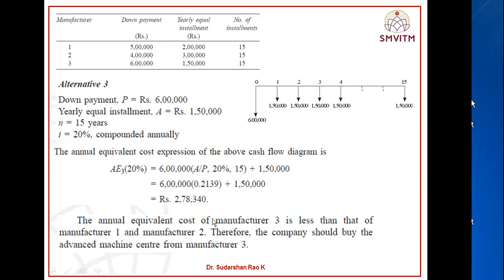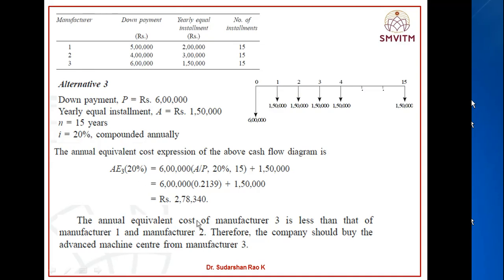Next, the last alternative 3 is a 6 lakh rupees down payment and 1,50,000 rupees every year for 15 years. Therefore this present value should be converted to an annuity: 6 lakh into A by P 20% 15 plus 1,50,000, which is 2,78,340.